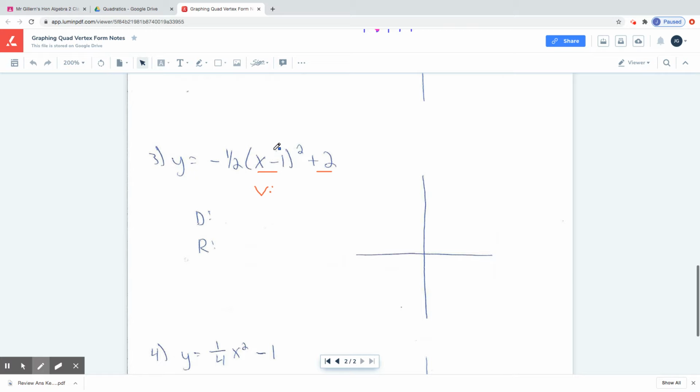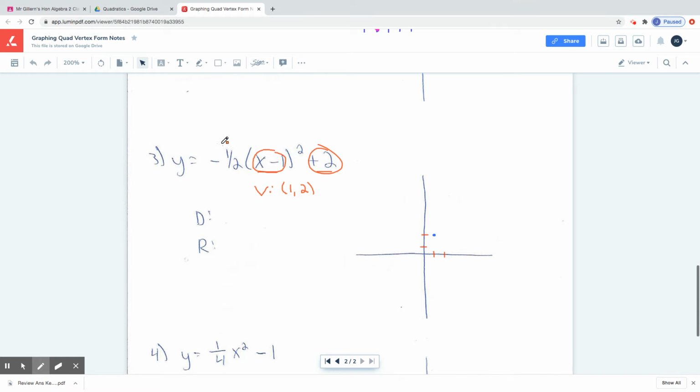Well, the vertex, set this equal to 0. We get 1, comma, whatever this number is here, which is positive 2. So 1, comma 2 is my vertex. All right. So I put 1, 2, label that.